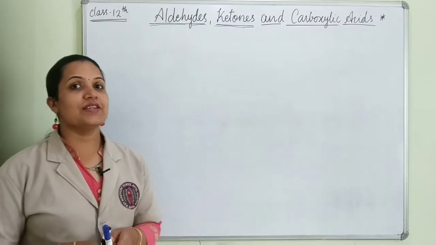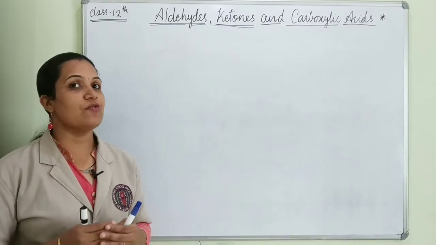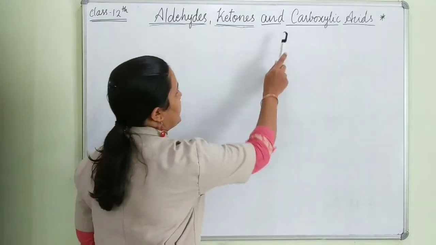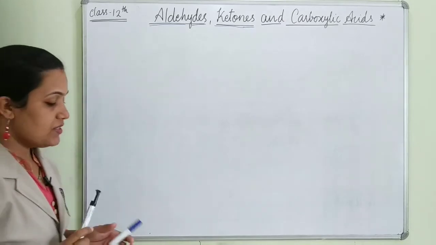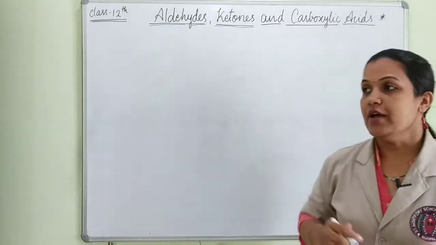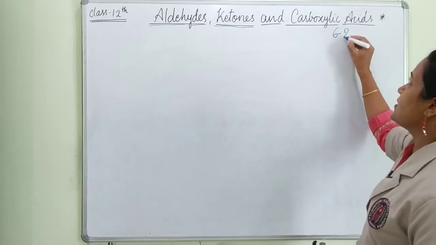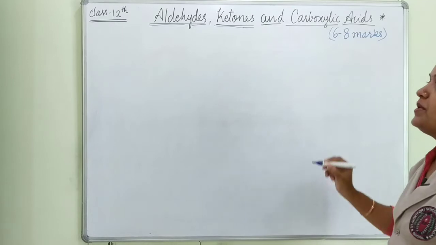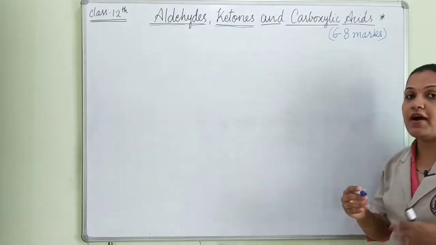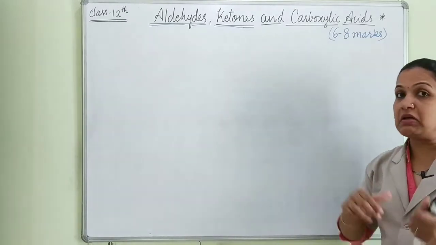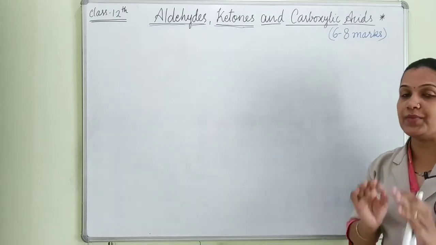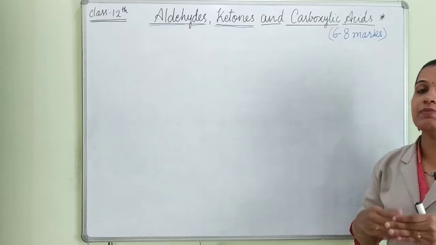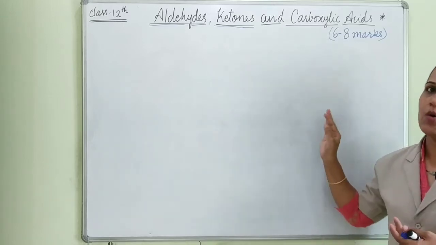Students, in today's class we are going to start with the new chapter of organic chemistry, and that chapter is aldehydes, ketones and carboxylic acids. This chapter has a weightage of 6 to 8 marks in the board examination, and according to the revised CBSE syllabus, nothing has been deleted from this chapter. So we need to study this chapter very carefully, because many questions can be framed from it.